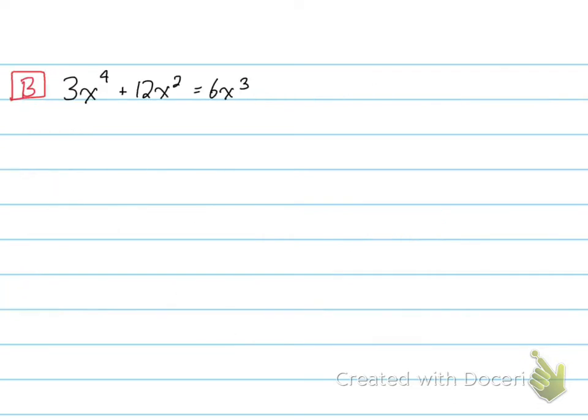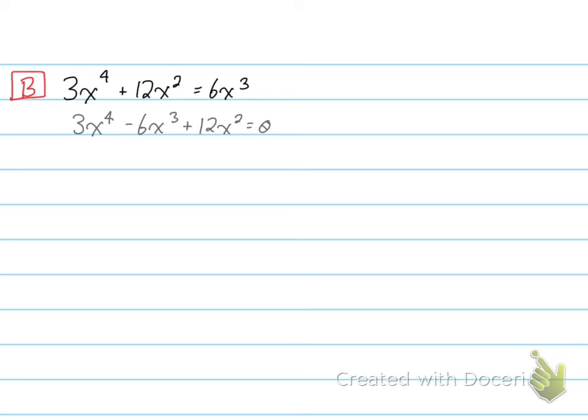Let's do one more example. Here I have 3x to the 4th power plus 12x squared equals 6x cubed. Again, I'm going to bring this over, and I'm also going to put it in the middle to keep it in standard form. So I have 3x to the 4th power minus 6x cubed plus 12x squared equals 0.